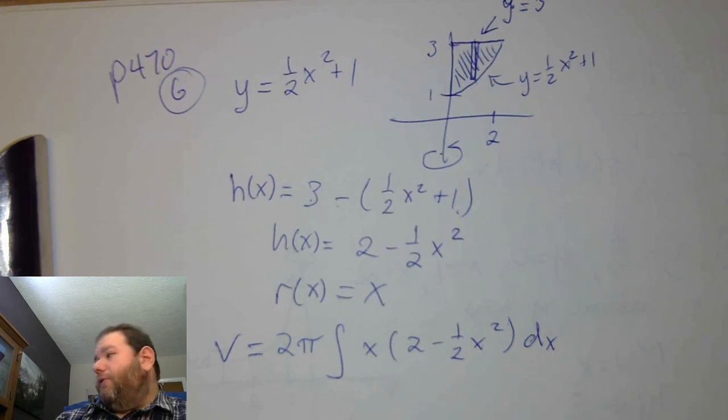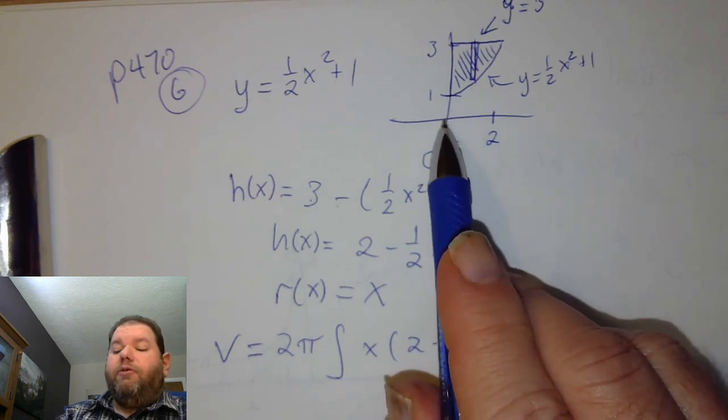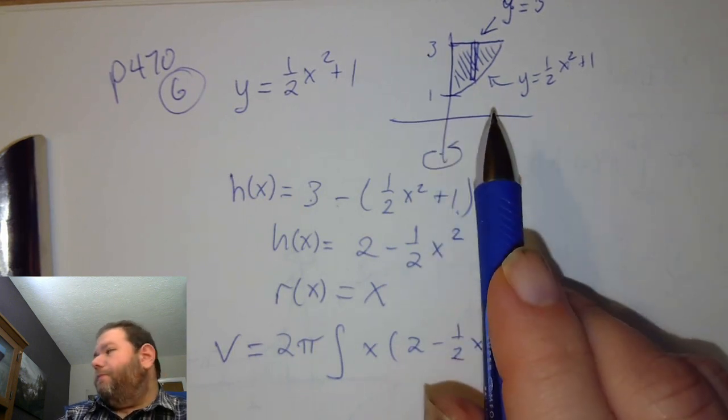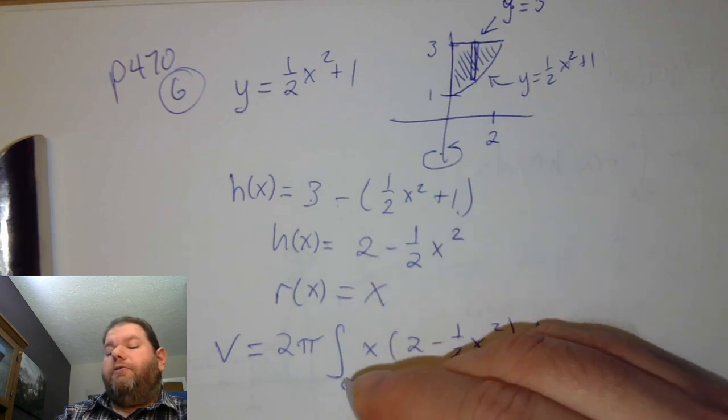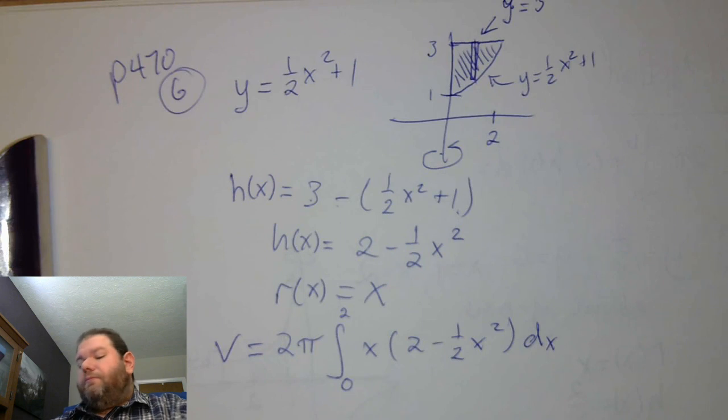Again, we choose the limits of integration based on the values, the x values in this case, between which the region exists. So our shaded region, we can see, is between two numbers. In this case, it is between 0 and 2. So we'll use 0 to 2 as our limits of integration.